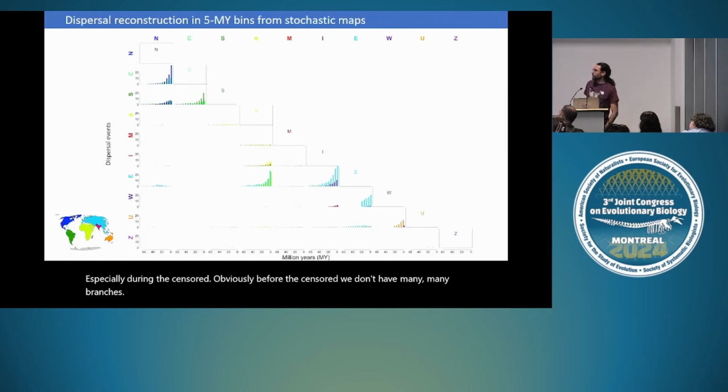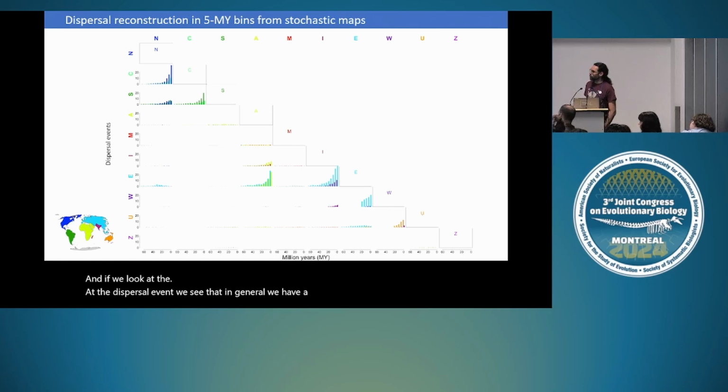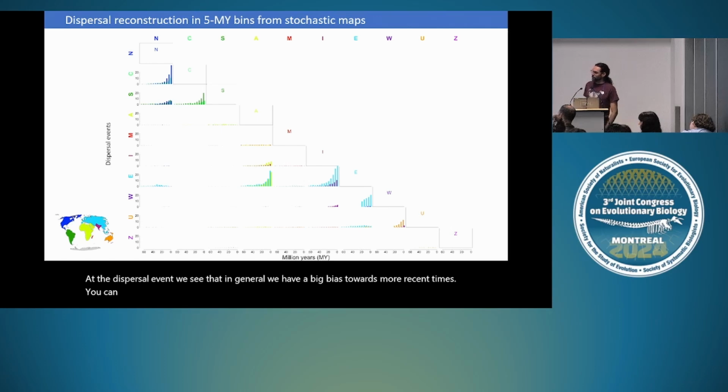And if we look at the dispersal events, we see that in general we have a big bias towards more recent times. You can see in all cases it increases. We are aware that that's a problem inherent to the phylogenies, because we are missing information on all the extinct taxa.